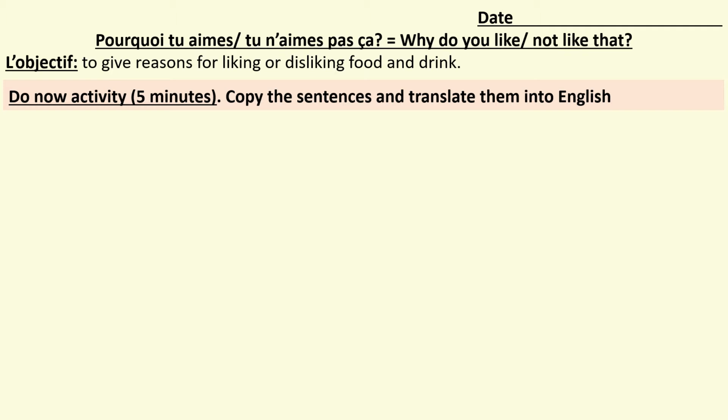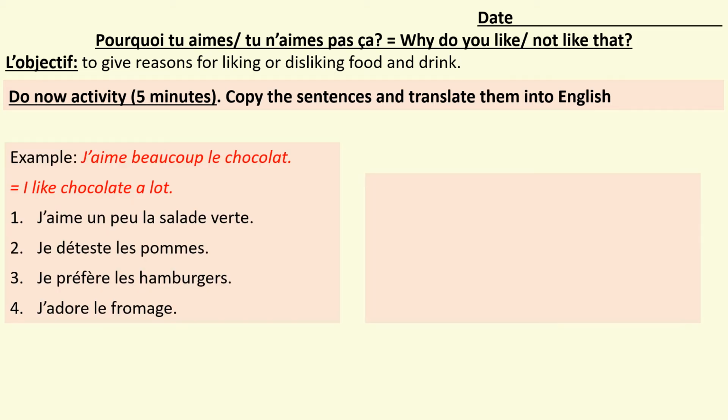Okay, your do now activity should take about 5 minutes. I want you to copy the French sentences and then translate them into English for me. So for example, j'aime beaucoup le chocolat. You'd write that down in French and next to it you'd put equals I like chocolate a lot. Okay, can you write down the 4 sentences in French with the English next to them like in the example? Pause to do that now. Press play to check your answers.